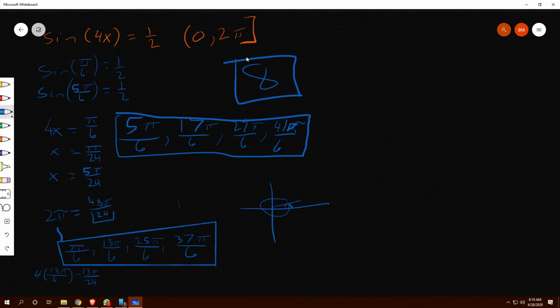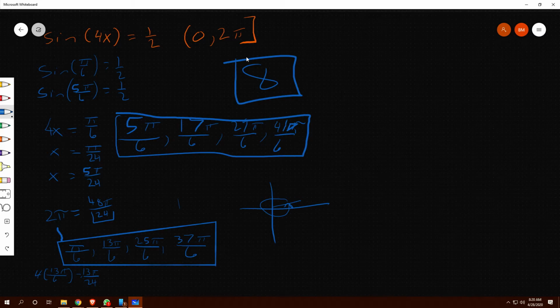So what I did is I was given this problem, sine of 4x equals 1/2, and they wanted me to find all the solutions within the range 0 to 2 pi. Well, the first thing I asked myself is, when is sine 1/2? In the unit circle, it was pi over 6 and 5 pi over 6. All right, so then I had to adjust.